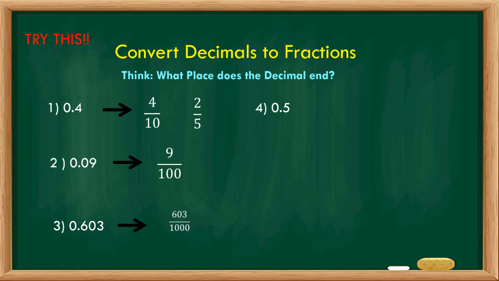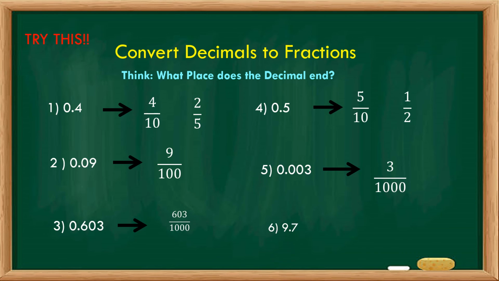Number 4. 5 tenths. It can be reduced to the lowest term, which is 1/2. Number 5. 3 thousandths. In number 6, we have a mixed number. So 9 and 7 tenths.